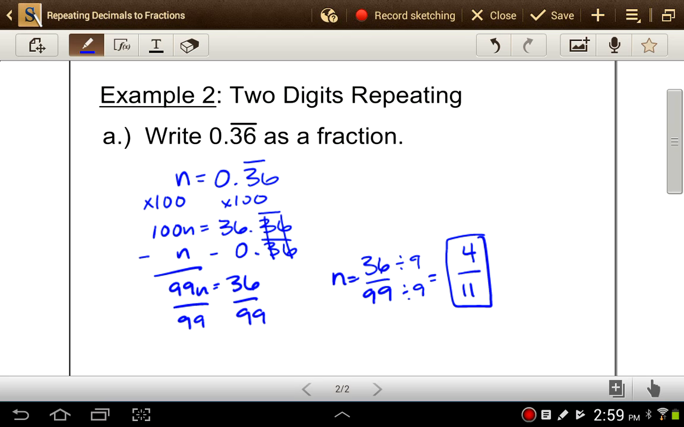And you could take out your calculator and double check these if you want, but you're going to get that as your answer. Okay? If you need to pause, go ahead. Otherwise, I'm going to move on to example 3.